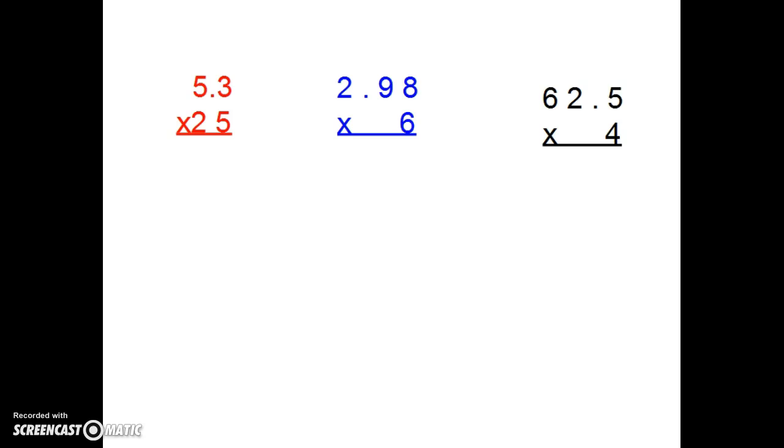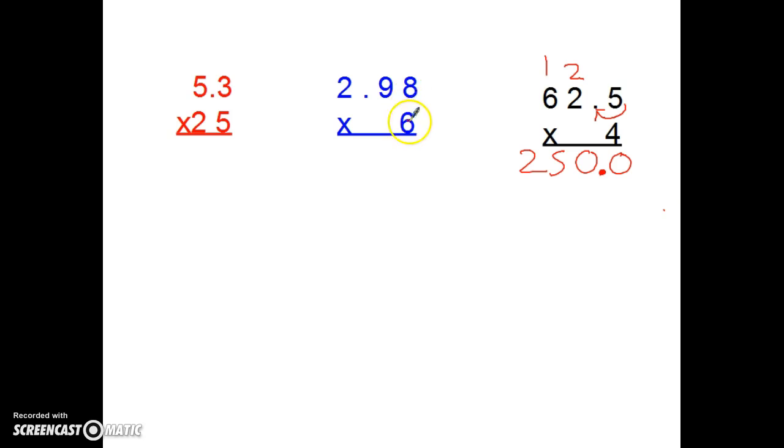I'm going to start on the right side because that looks like it might be a little bit easier problem. I got 62.5 times 4, so I'm just multiplying like I normally do. 4 times 5 is 20. Down my 0, carry my 2. 4 times 2 is 8, plus 2 is 10. 4 times 6 is 24, plus 1 is 25. Now when I'm done with the problem, I notice I only had to count over one spot to my decimal. So I'm counting over one spot in my answer to my decimal, 250.0.